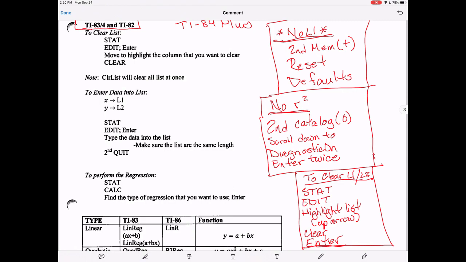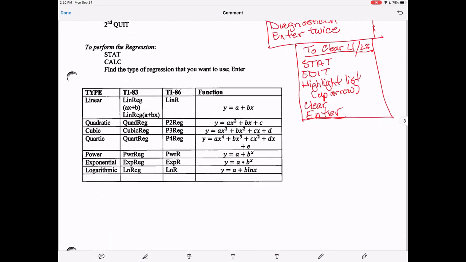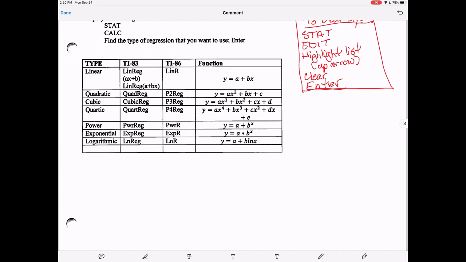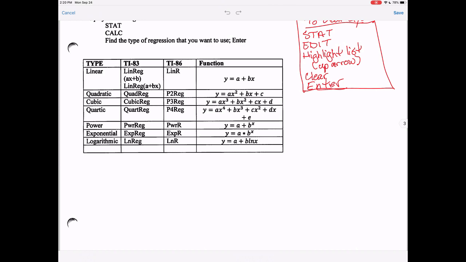All right? Now, if you have entered your data, I'm going to do this with my emulator in just a minute, but I wanted to go over this. So if you have a TI-84 Plus, these are the commands you're going to use. Now, I typically tell students to use the ax plus b, the linear regression, all right? Most students don't have the 86, but this is what you use. Okay, these are the commands.